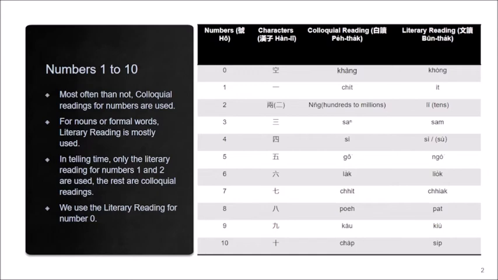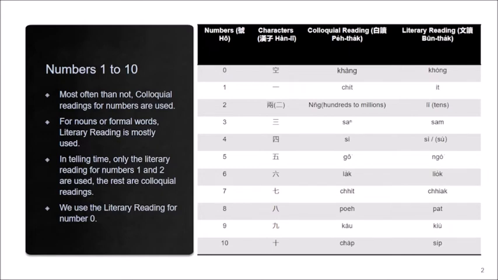Most often than not, when we're counting numbers, we use the colloquial readings, except for the zero, we use kong. So we have kong, chit, nung, sa, si, go, lak, chit, pwe, cow, chop.